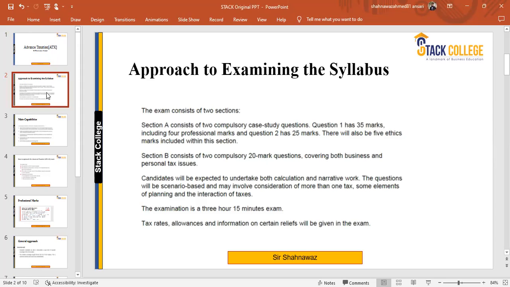Because the pattern of the exam is very important. How you can approach the exam is very important. What should be in your mind when you have to attempt your exam?